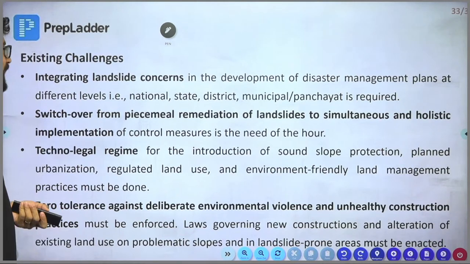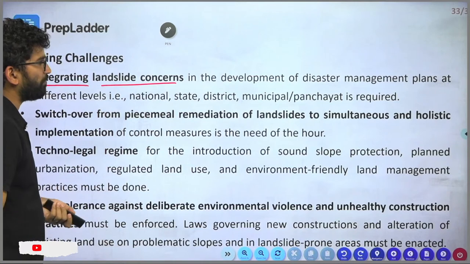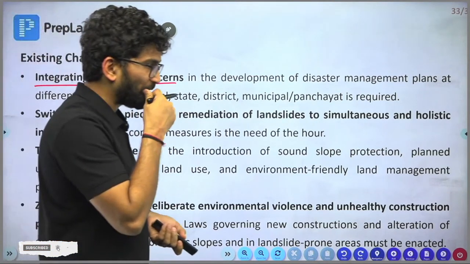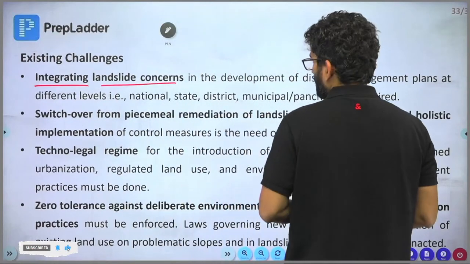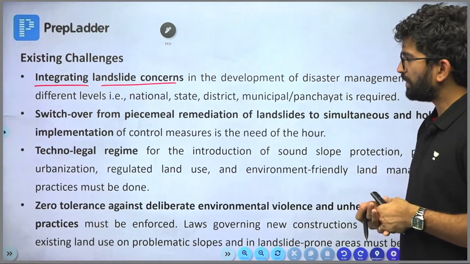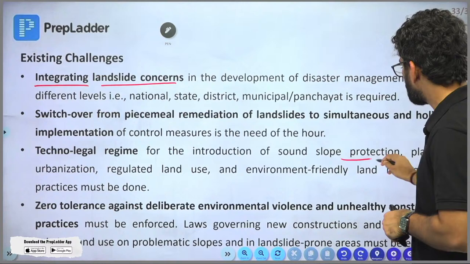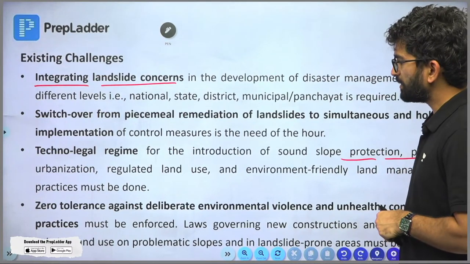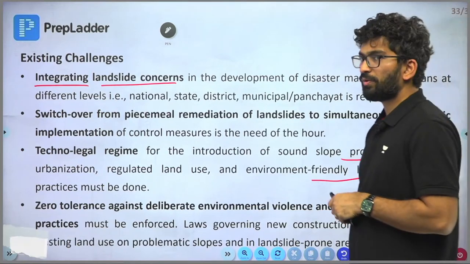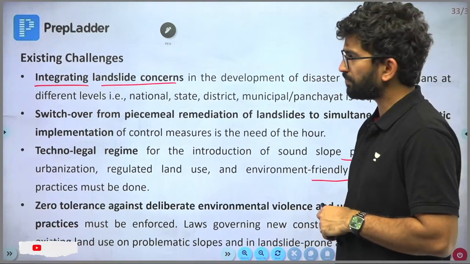Now, what are the existing challenges which we have in landslides? Integrating landslide concerns in the development of disaster management plans. That is the issue. See, compared to other disasters which we face in India, landslide is relatively given lesser importance. So that's the issue. Then a techno-legal regime for the introduction of sound slope protection, planned urbanization, regulated land use and environment-friendly land management. Along with that, zero tolerance against deliberate environmental violence.